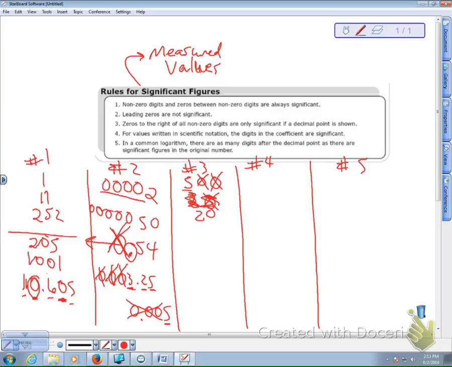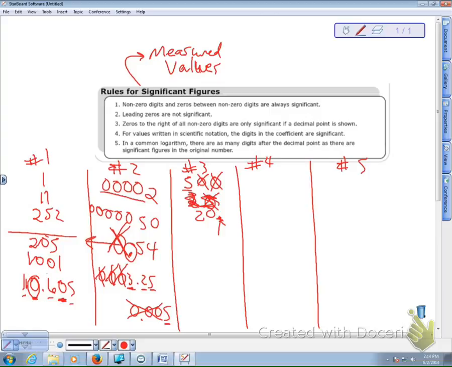So what does a decimal do? If I take a decimal and put it behind the number 20, well, that changes the game entirely. Now I am very clearly communicating here, this decimal tells you that the 0 that followed the 2 was measured. It is significant. So the decimal can imply significance in certain situations.